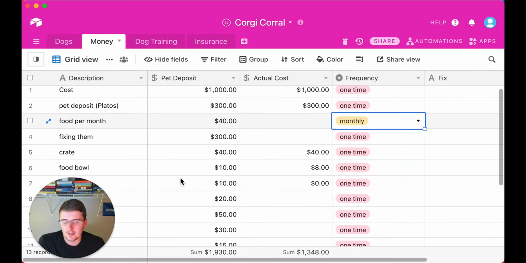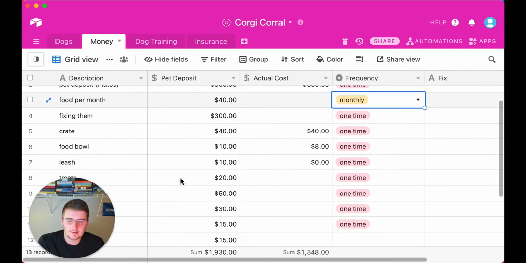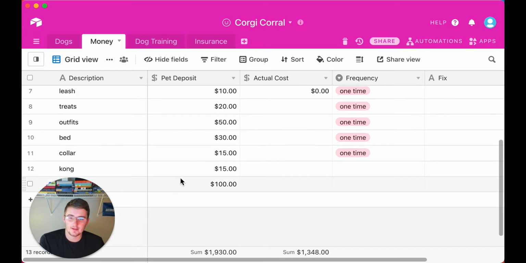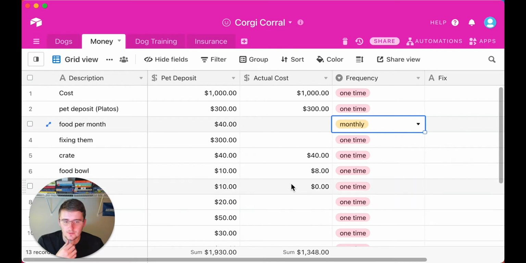And she had a pet deposit at her apartment and all this other stuff. So you can see the sum at the bottom, the actual cost of what we ended up spending money on. This isn't exactly up to date because we just got him and we're still buying a lot of stuff for him. But you can use another table like this, for money, to track the expenses. Buying a dog can be a lot more expensive than most people think.